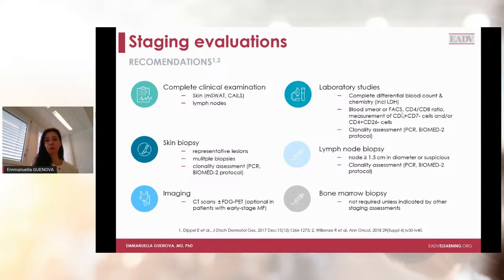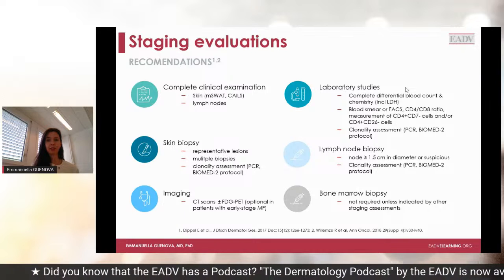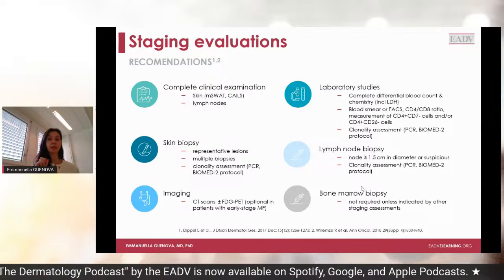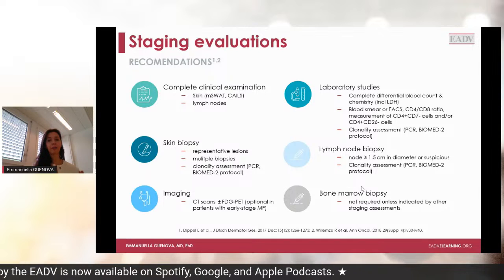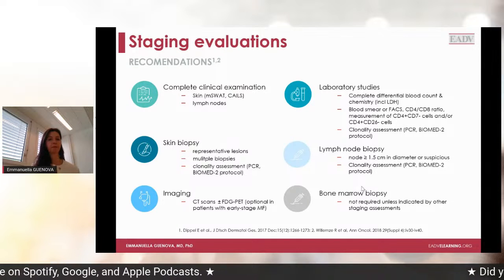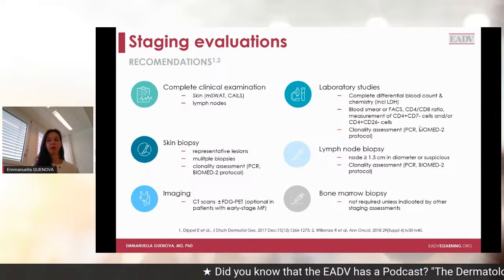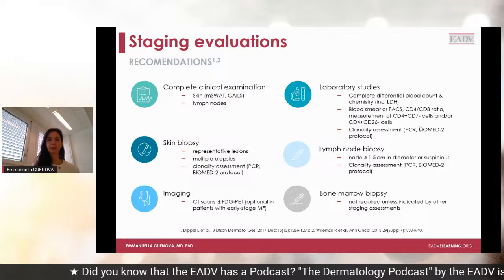And for assessment of the tumor burden, flow cytometry or, obsolete, the blood smear to detect Sézary cells. In flow cytometry, those will be defined by CD7 negativity or CD26 negativity on CD4 cells and additionally elevated CD4-CD8 ratio. Also for the blood, clonality assessment is needed. Everything else, like lymph node biopsy or bone marrow biopsy, is not necessarily required unless indicated by other staging assessments. The blood diagnostic, as I mentioned, is important for the diagnosing of the Sézary syndrome.